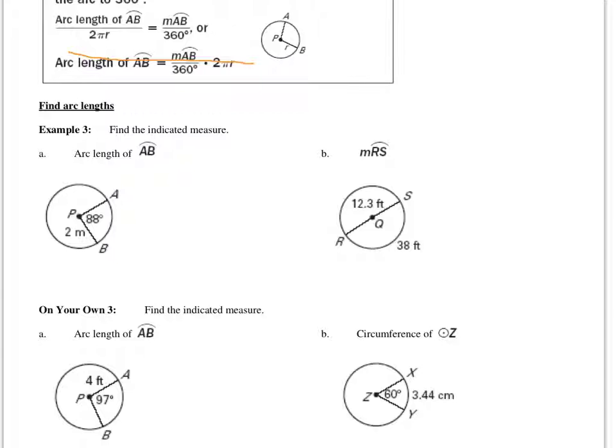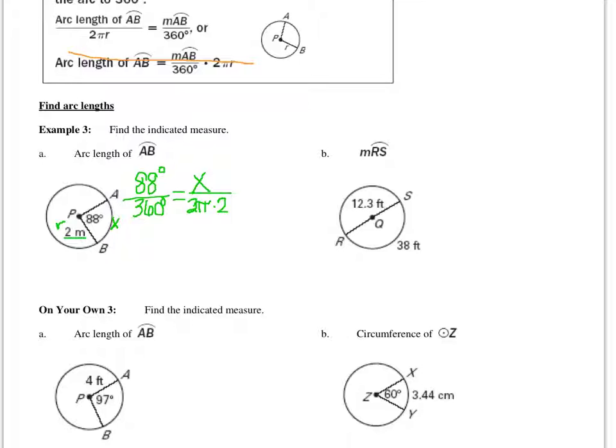So let's do the measurement of our arc, which is 88 degrees, out of 360 degrees. That's one part of our proportion. And then here we're going to have our arc length. I'm going to call this my x for my arc length over my circumference. And my circumference of my circle, I know that this 2 is my radius, so I'm going to do 2 times pi times my radius, which is 2.